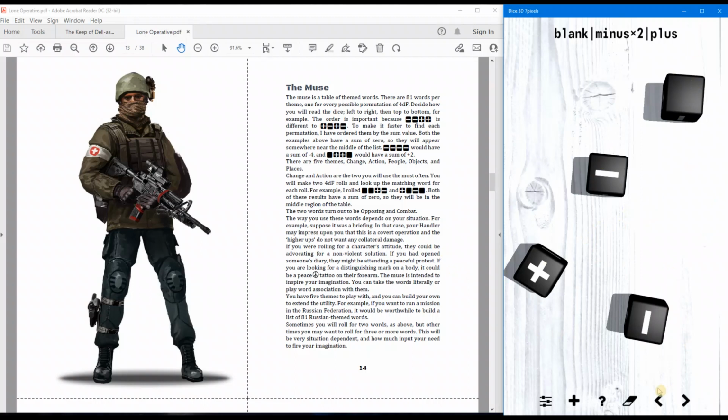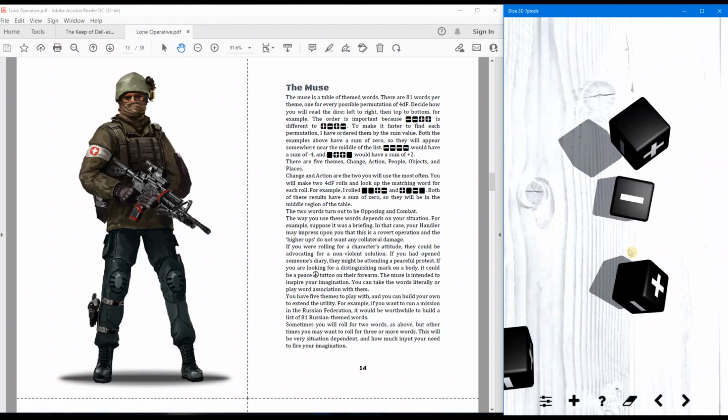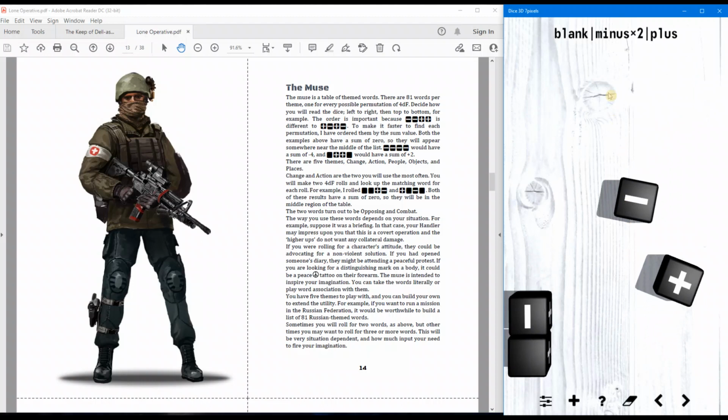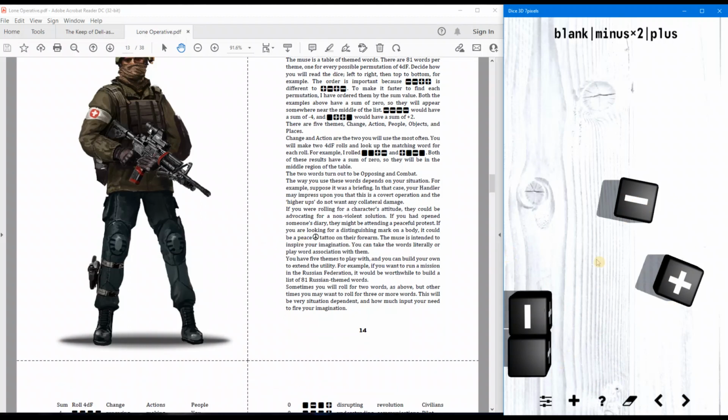So what I suggest is you decide how you're going to read the dice, say top to bottom and left to right. And then when you roll the dice, here we go. I would read that, instinctively, as minus, minus, plus, blank, because I generally read top to bottom, left to right, but I favour left to right. So minus, minus, plus, blank.